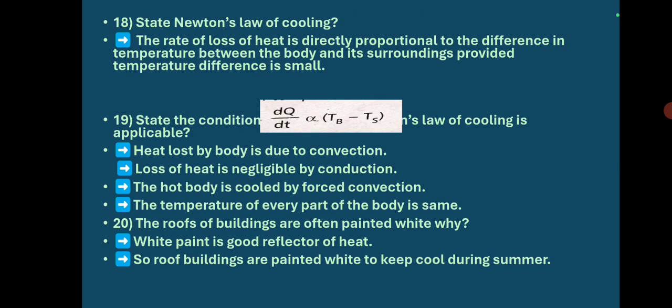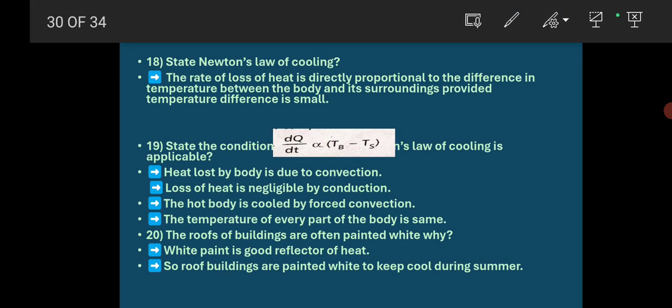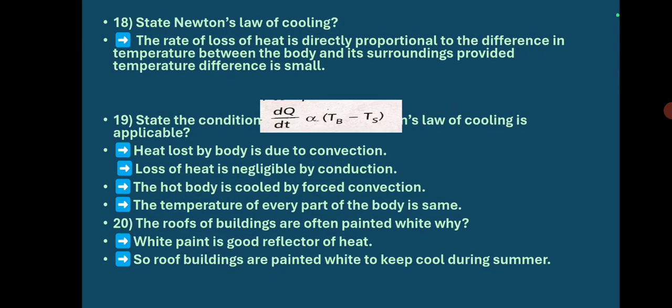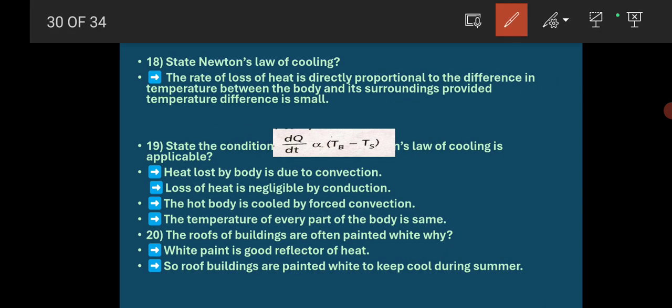State Newton's law of cooling. So Newton's law of cooling: the rate of loss of heat is directly proportional to the difference in temperature. Directly proportional to the difference in temperature. Here, for rate of loss, you have to place a minus. Minus dQ by dt is proportional to Tb minus Ts.